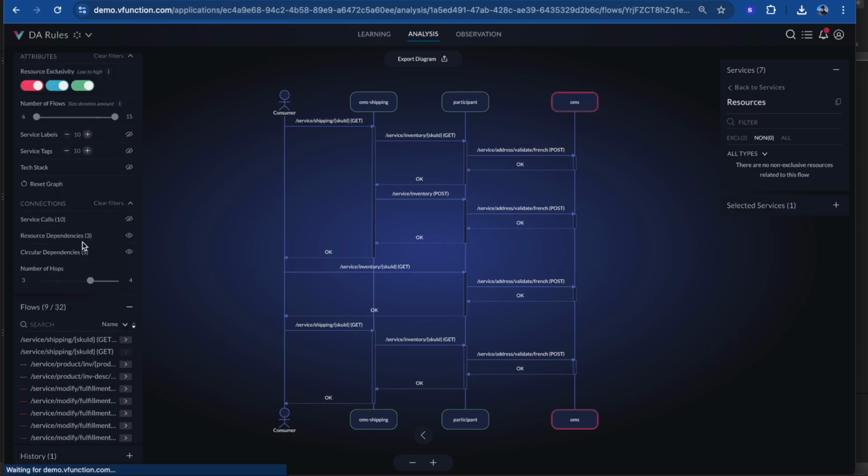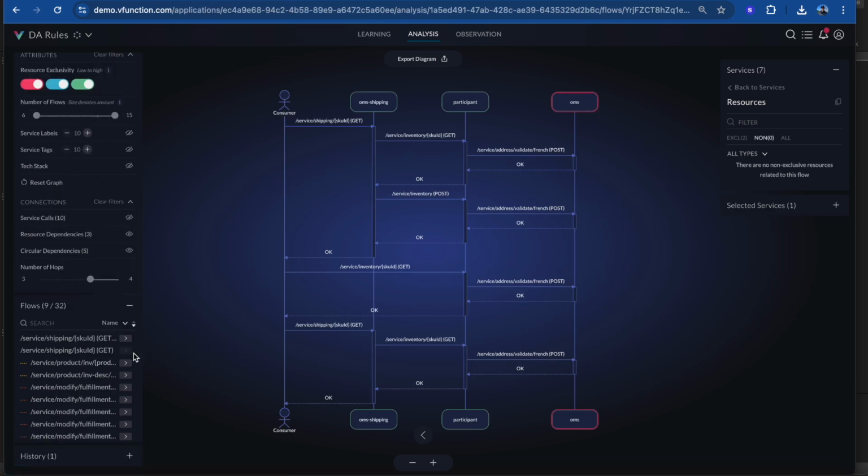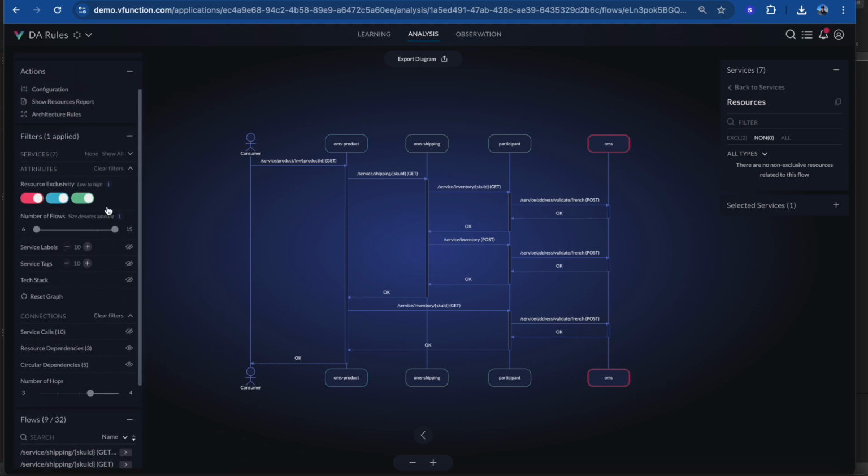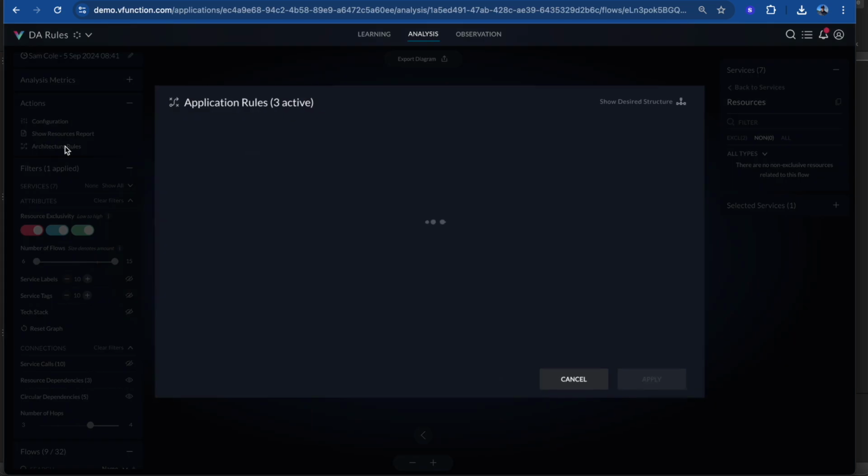And again, here I have 9 out of these 32, and it shows me these flows that indeed have maybe too many hops, and you may want to consider simplifying them. Another thing that I want to show you here before I move to the actual drift measurement is the architectural rules.